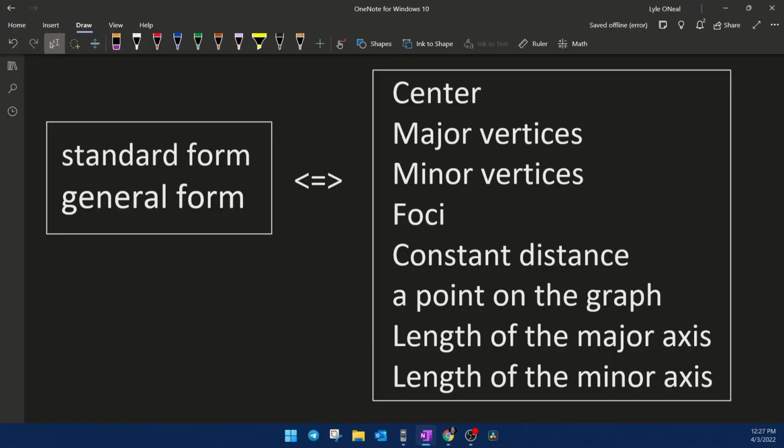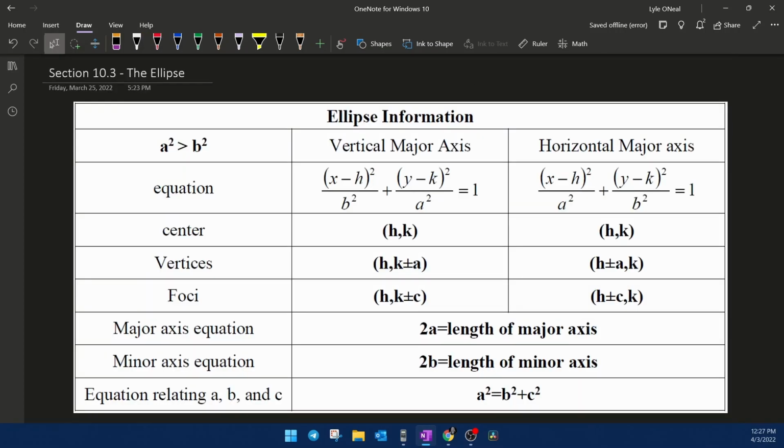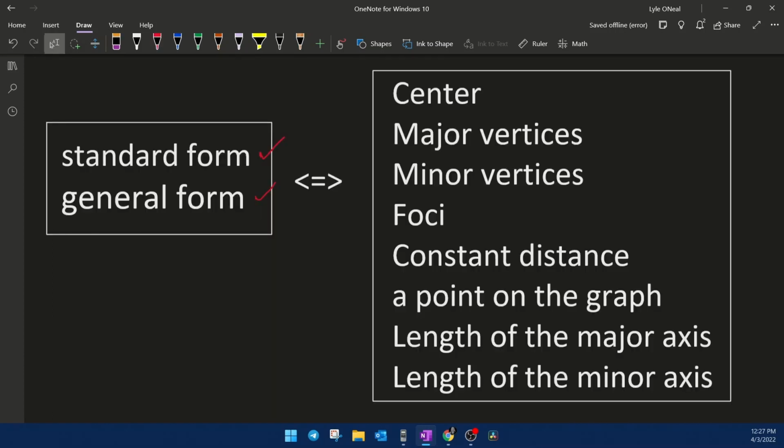So in the examples we're going to look at, there are two forms of an ellipse. There is standard form and there is general form. Now these formulas that we referred to back in our ellipse information sheet, these are standard form, where your equation has to equal 1. General form will have the equation equal to 0. So you won't have any parentheses, no grouping symbols, and the equation will be equal to 0.